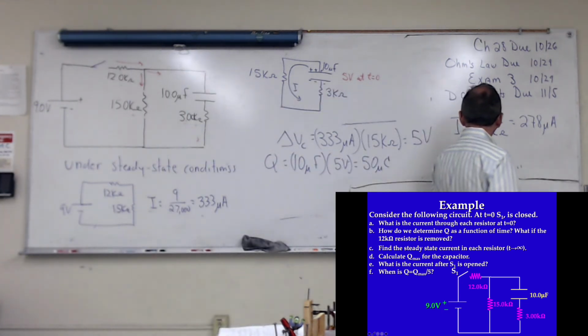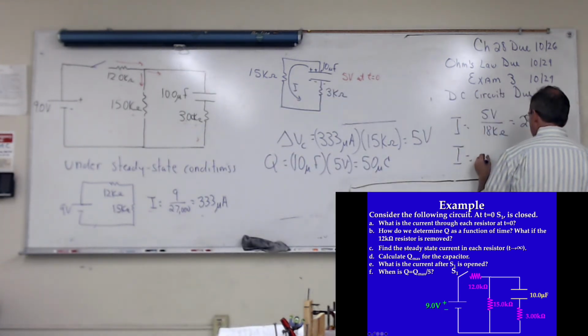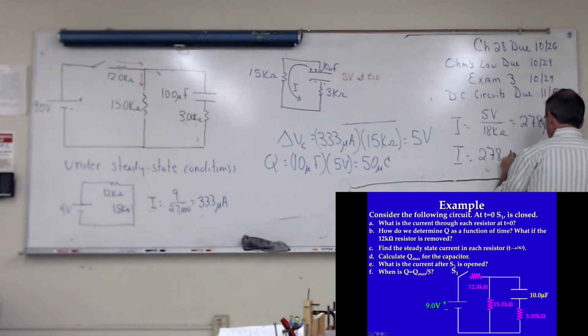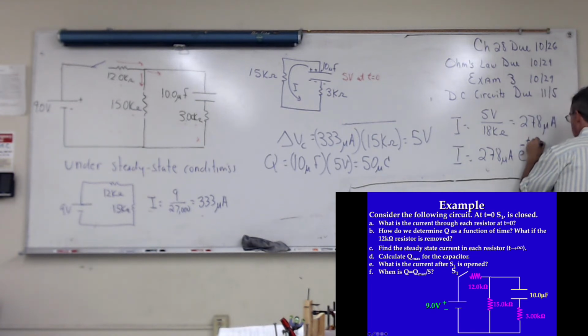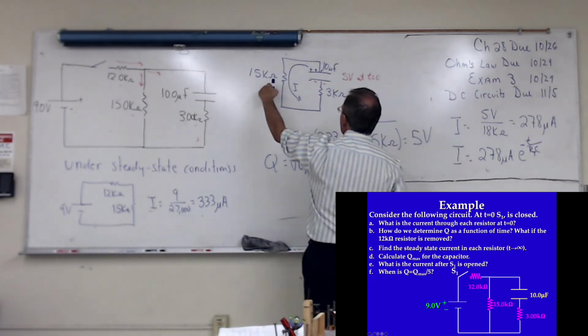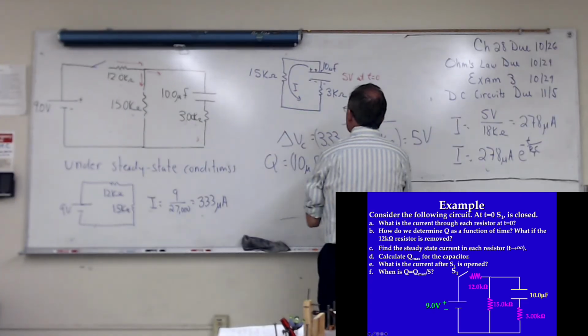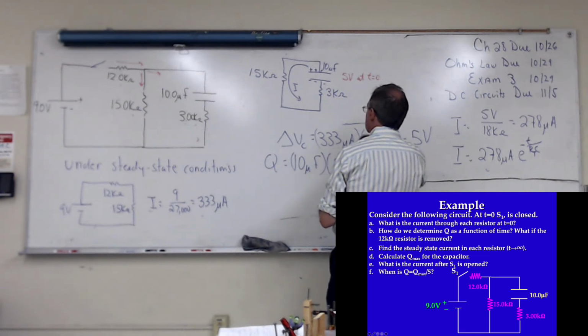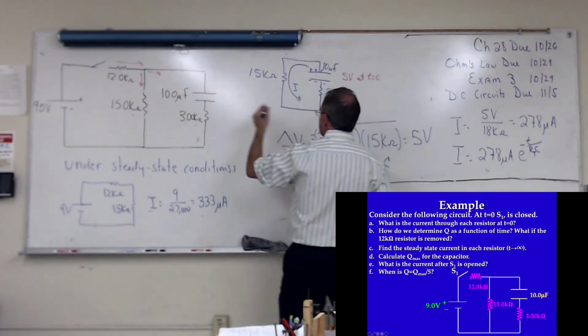So I is going to be the 278 microamps. If I wanted to, I could write it as a function of time. But what's this time constant? What's R times C? Well, it's going to be 10 microfarads times this 18 kilo ohms.